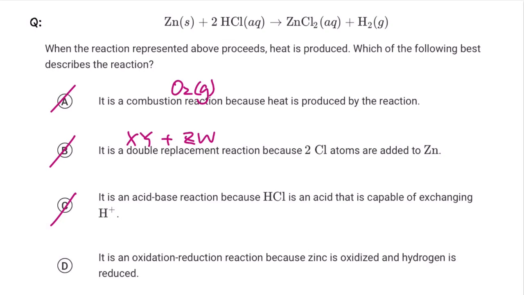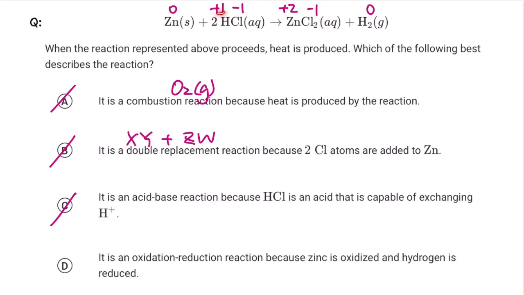Zinc is in the form of the element, so it has an oxidation number of 0. In zinc chloride, zinc has an oxidation number of positive 2 because chlorine is a halogen, and in a compound the halogen always carries the oxidation number of -1. So 2 chlorines means 2 times -1. To balance it out, zinc must have an oxidation number of positive 2. For hydrogen, if it's in the form of the element, then of course it carries the oxidation number of 0. And when it's combined with chlorine, which is the halogen with an oxidation number of -1, hydrogen carries the oxidation number of +1.